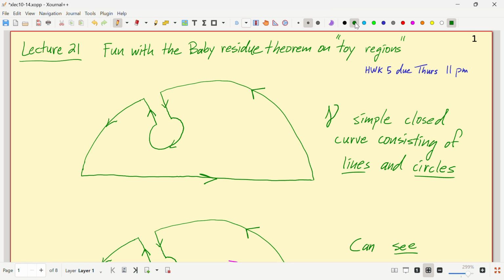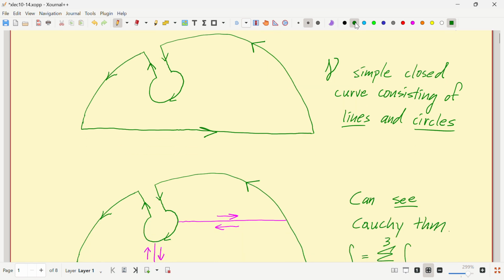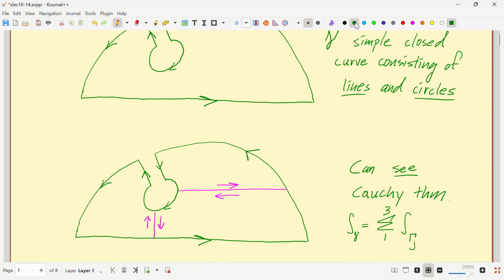That's called a keyhole domain. You notice the little keyhole punched out there. And so these toy regions are simple enough that you can just see the Cauchy theorem on them. So maybe Stein has a more precise definition of what he thinks toy regions are, but my definition is you can cut it up and see the Cauchy theorem.